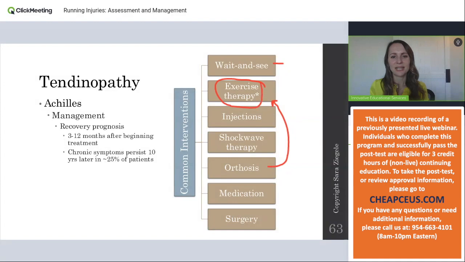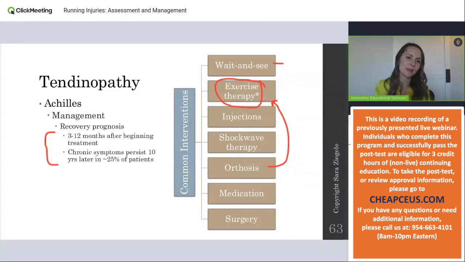Exercise therapy, though, having that asterisk there as being the most strongly supported by the evidence. Injections, shockwave, orthoses, medications, and surgery are also commonly utilized. But I think what's interesting and worth thinking about or even talking about with our patients is the prognosis of Achilles tendinopathy. Looking at the timing, we're not talking weeks, but that is a timeline of months.